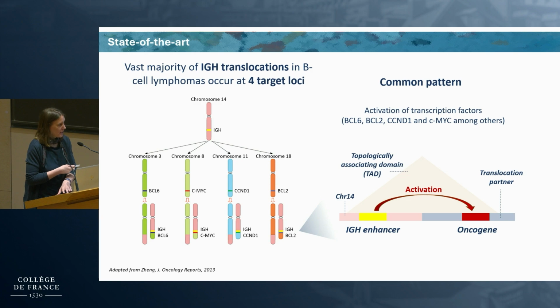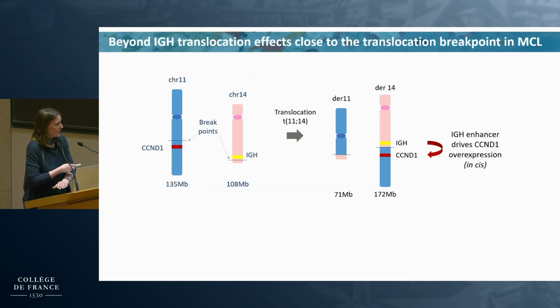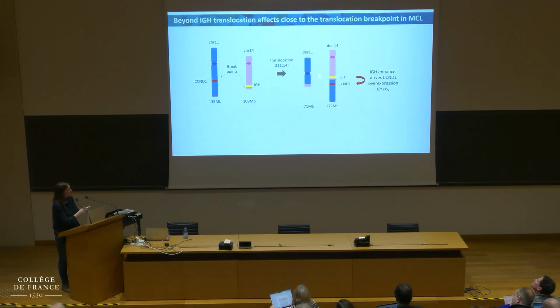However, this is probably not the only effect that is induced by translocation. I've tried to graphically summarize that here. Basically, this is the translocation of chromosome 11 to chromosome 14. Here we have the two breakpoints. And if you make a translocation, you get a very short chromosome here, which is called derivative 11, and here another one, which is called derivative 14. So we can see here that the immunoglobulin locus drives the overexpression of cyclin D1, leading to overproliferation.